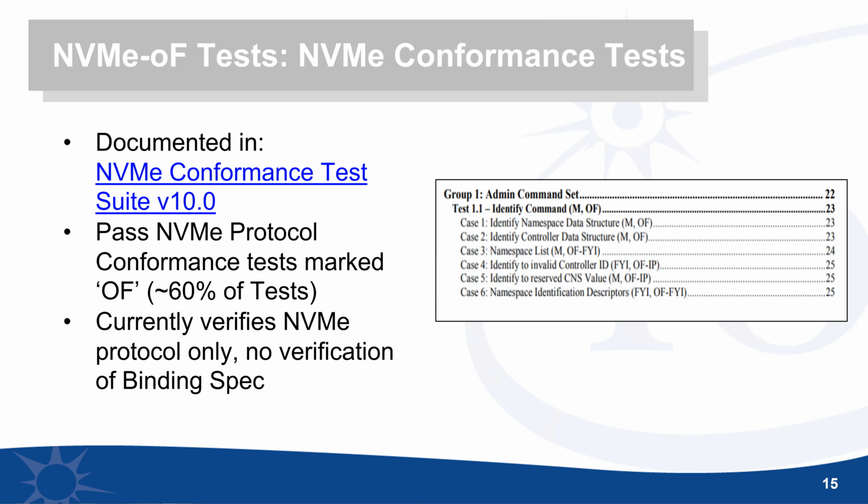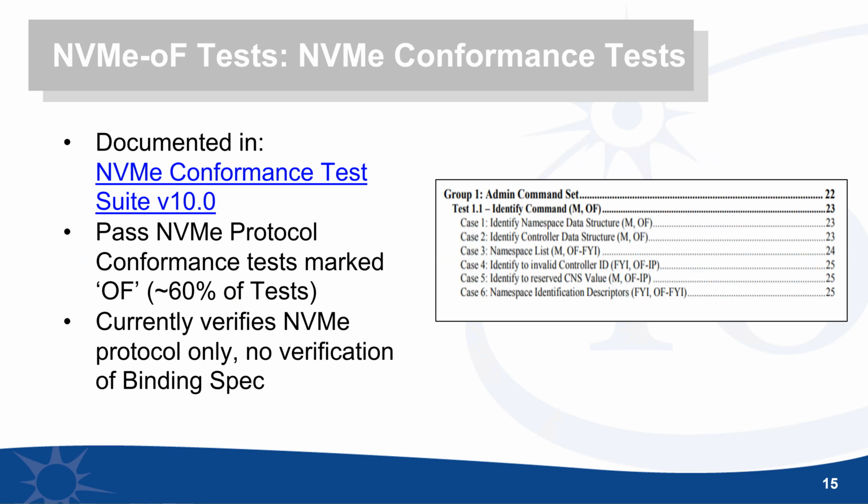So as you look down through the cases that are in that particular diagram that we have, you would see that there are particular test cases that are both designated as MOF, but then you have an MOF FYI, which is in case 3, and you also have case 4, which is an OF IP for the fabrics portion. And what happens is anything that is OF FYI is just that, an FYI for your information. And this is not a test that needs to be passed in order to meet conformance criteria to get on the integrators list, nor is the OFIP.